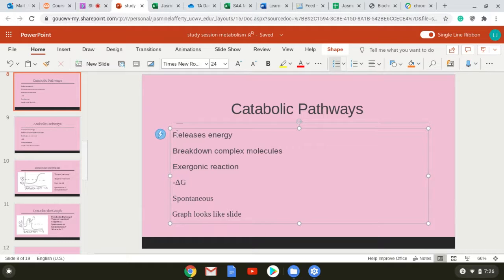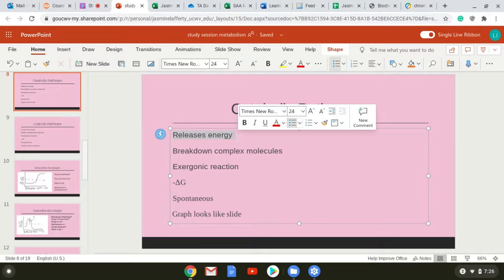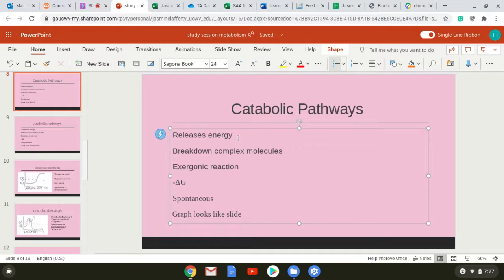All right, so the catabolic pathways are going to release energy. So the main thing is that you are going to get like ATP or some other form as a product. Now this can be used to break down complex molecules. Who can tell me in the past, specifically the biomolecule chapter, what is the word that we used when we were talking about breaking down molecules?